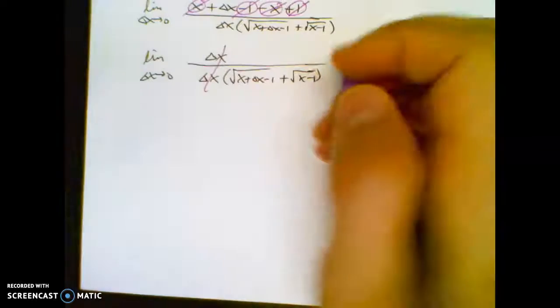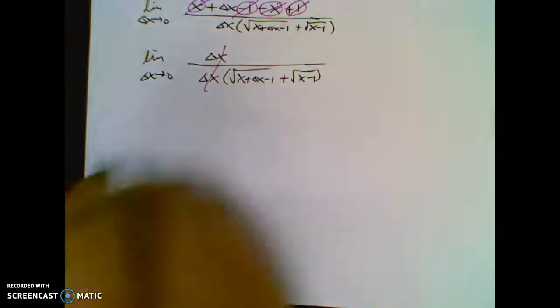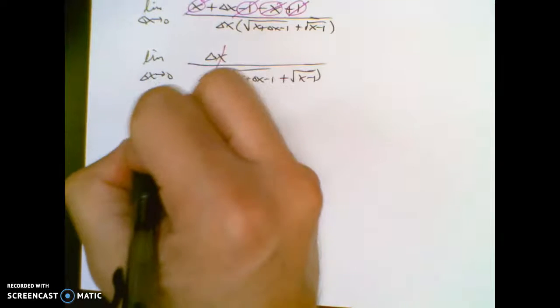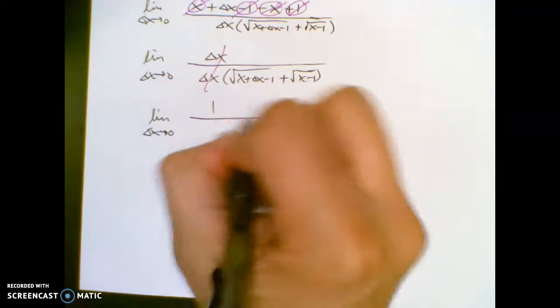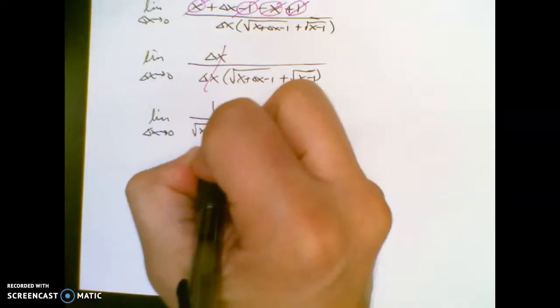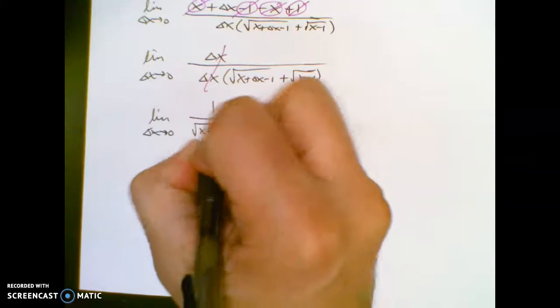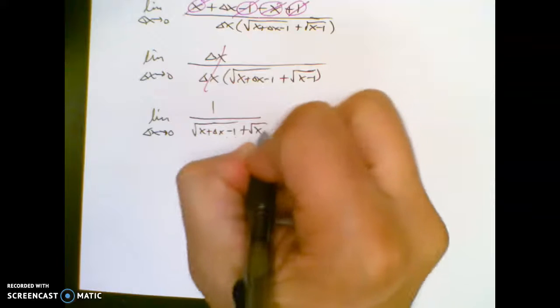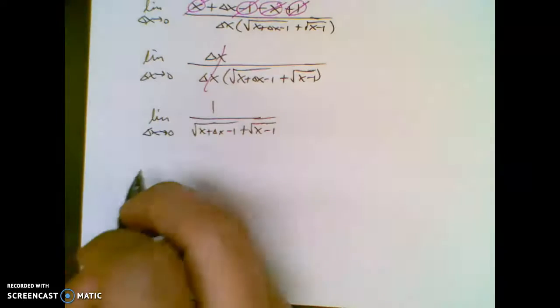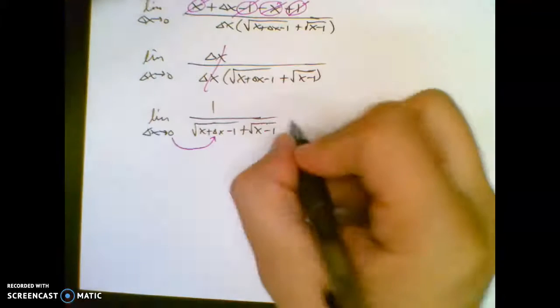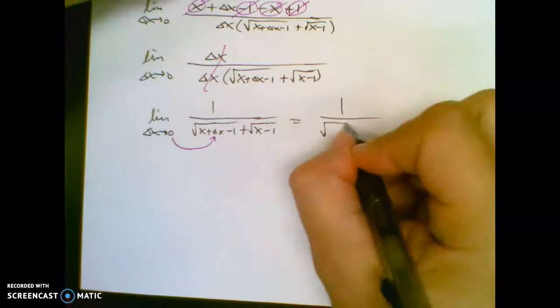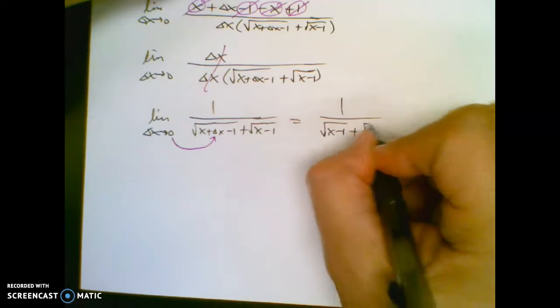And finally, remember, your answer is not this because it's still on the bottom. So make sure you don't be a rookie. Make sure you do 1 over this thing before you put in 0 for delta x. Now I can put a 0 in for delta x. Whoop. And you'll have 1 over that plus that.